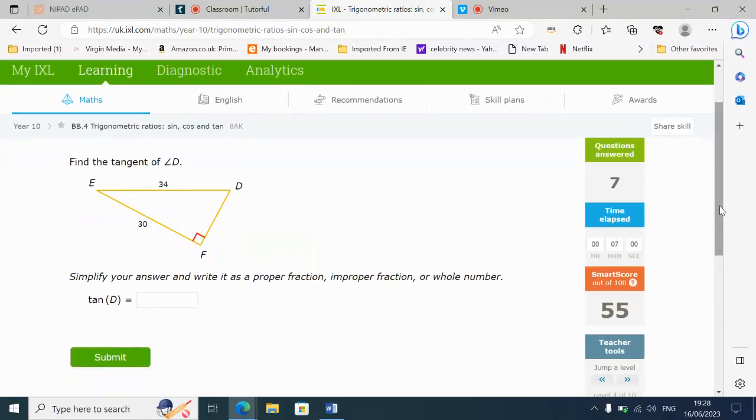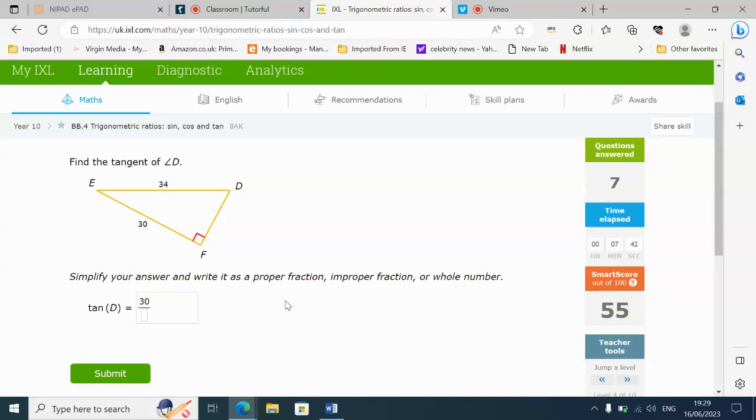Well done. Okay, so we have tan again. Tan is opposite over adjacent. So tan D, opposite would be 30. Adjacent would be DF, so we need to solve DF. Walk me through, what do we do here? We need to apply the Pythagoras theorem. Yes.